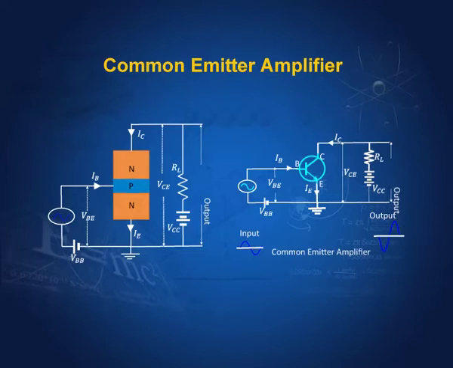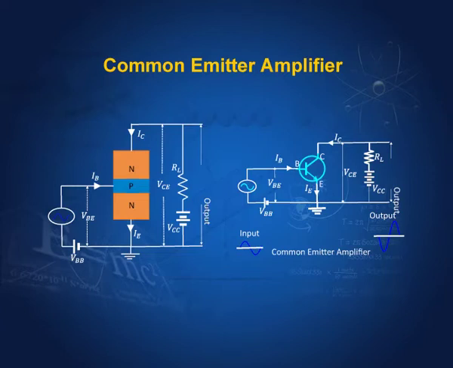Let us now look at the common emitter amplifier. The common emitter amplifier, as I said, is the most important one of all these. Why is it so? One reason is the phase difference between the input and the output. Input is like this, output is like this. That is the phase difference of 180 degrees or pi between the input and the output. And this is the circuit for the common emitter amplifier.